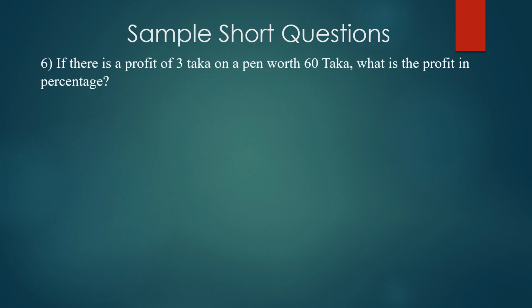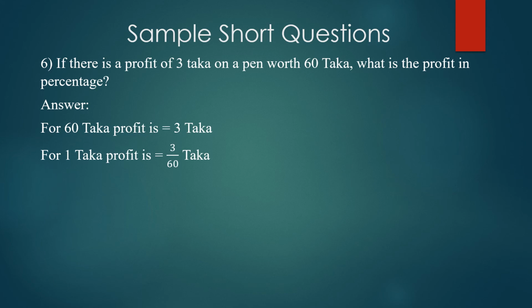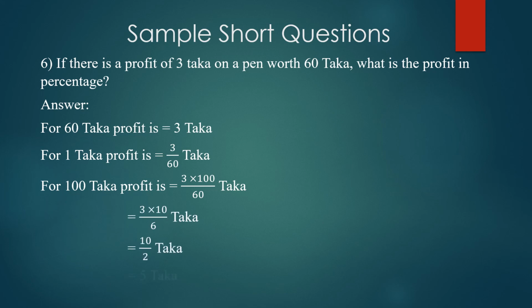Question number 6. If there is a profit of 3 taka on a pen worth 60 taka, what is the profit in percentage? We know if we want to find out the profit in percentage, we have to know what is the profit when cost price is 100 taka. So we can use the unitary method. For 60 taka, profit is 3 taka. So for 1 taka, the profit will be less. So we do division. Again, for 100 taka, the profit will be more. That's why we do multiplication now. After completing the total calculation, we have the profit is 5 taka. That means the profit is actually 5%.